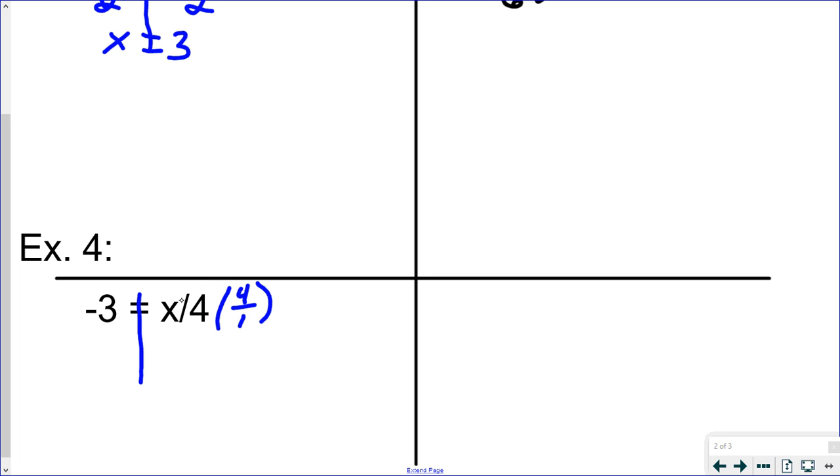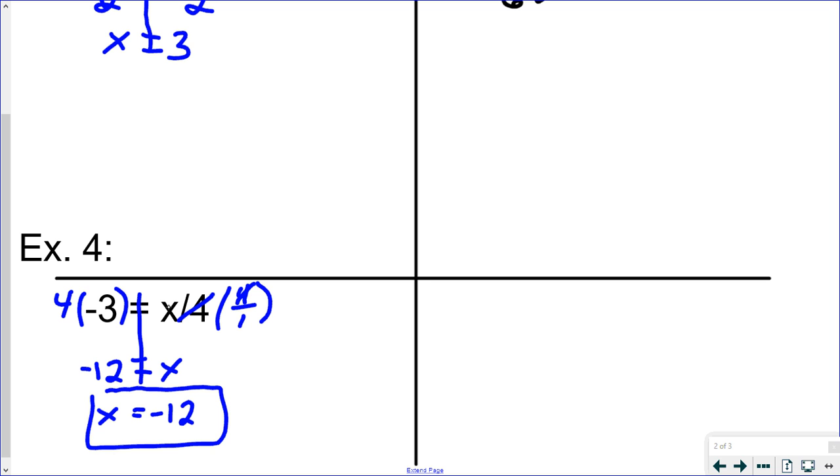When you multiply by 4 over 1, let me multiply this side also before I forget. When I multiply by 4 over 1, this 4 in the numerator will cancel out this 4 in the denominator, because you can simplify that to 1 and 1. And so that gets me the x by itself. And 4 times negative 3 is negative 12. Again, flip it around and write your answer as x equals negative 12.